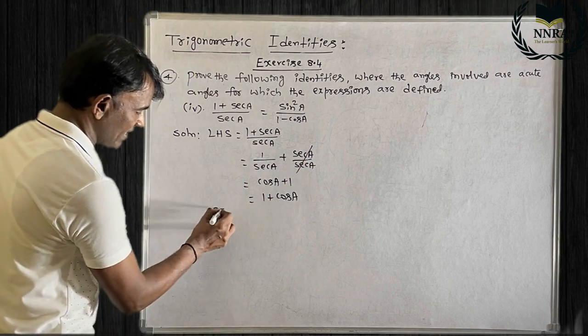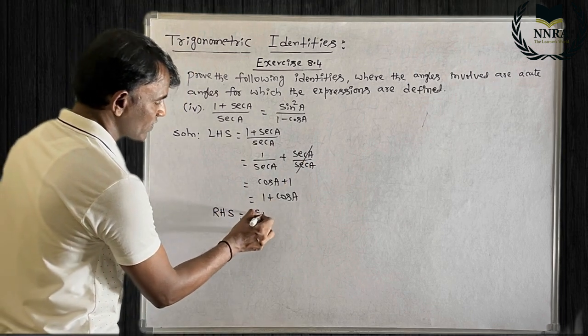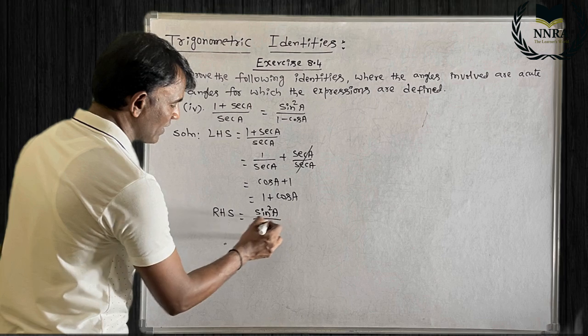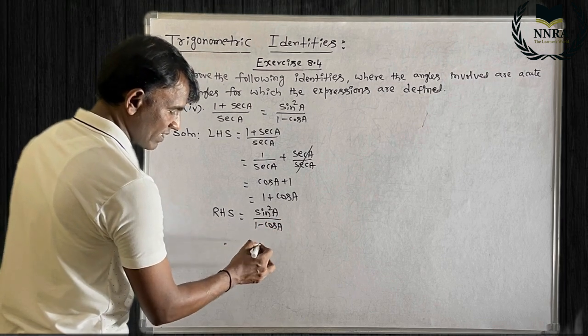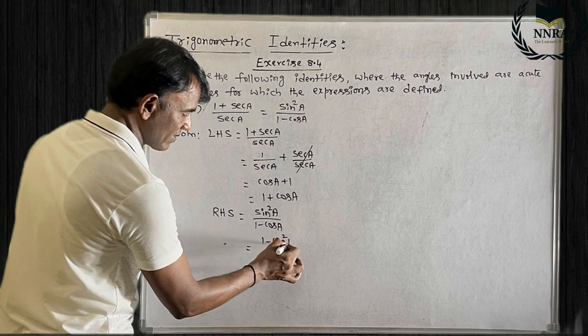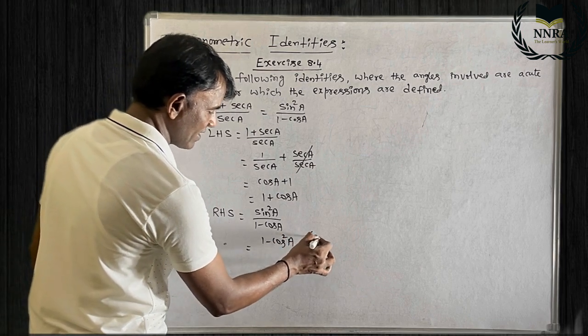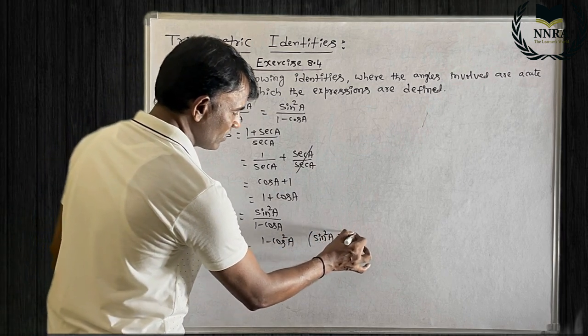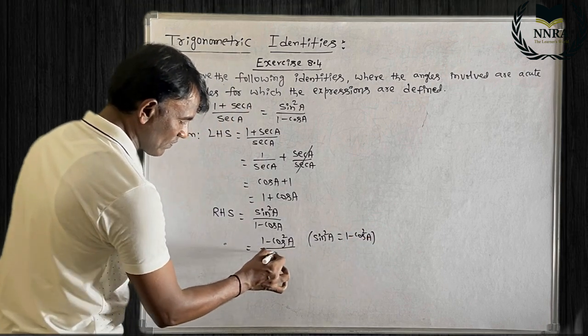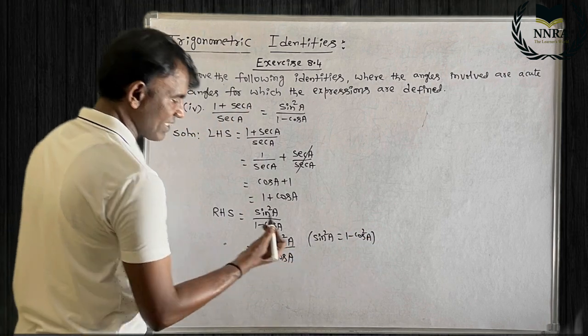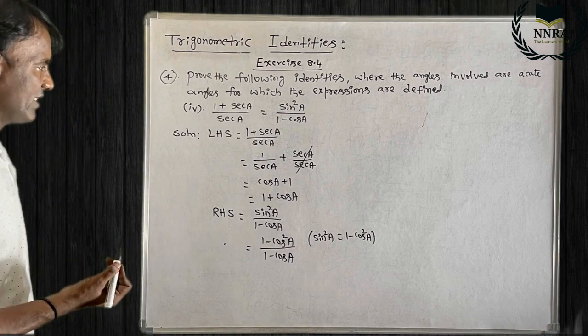And coming to the right hand side, sin square A divided by 1 minus cos A. How to write sin square A? That is the formula, na? 1 minus cos square A. If you want, write here sin square A equal to 1 minus cos square A. And what's the denominator? That is 1 minus cos A. Clear?